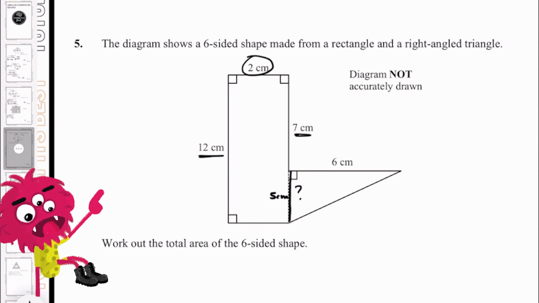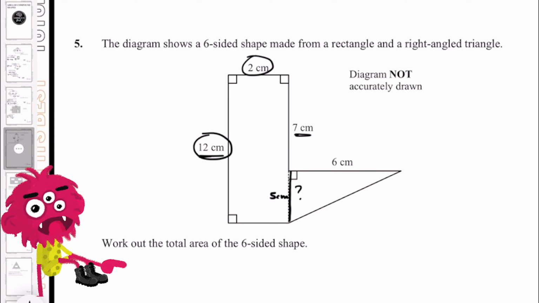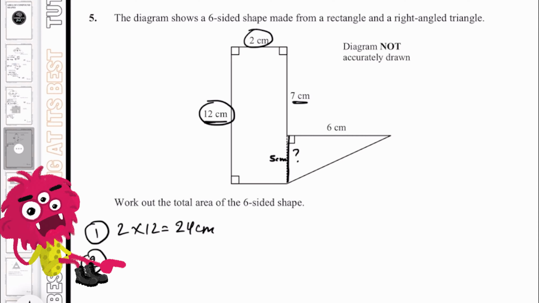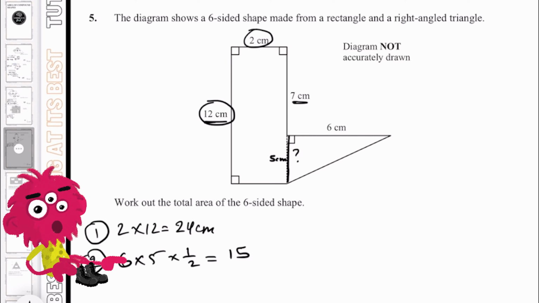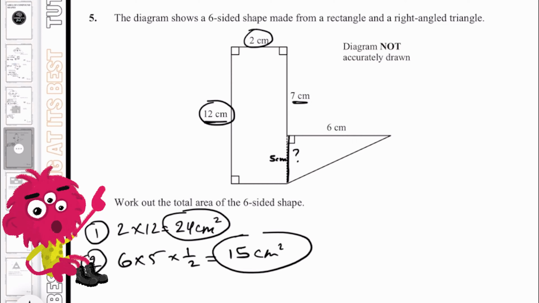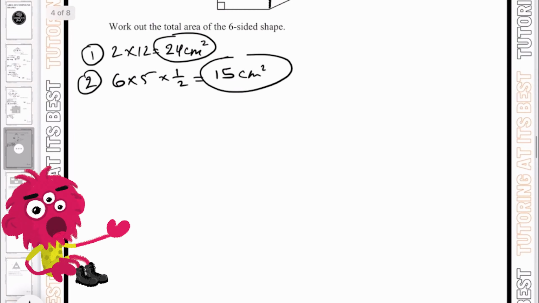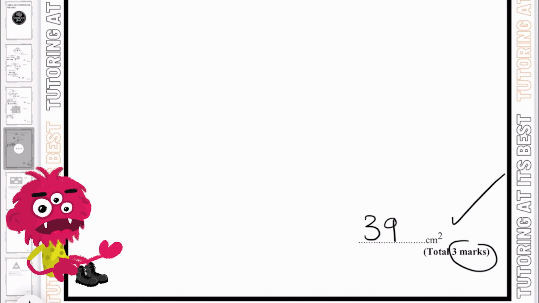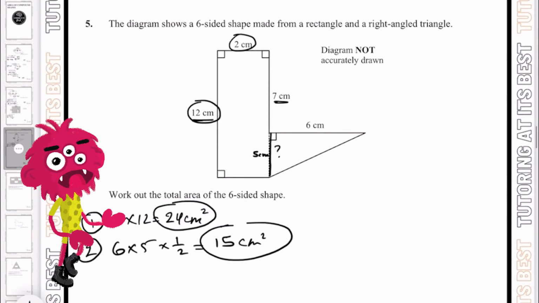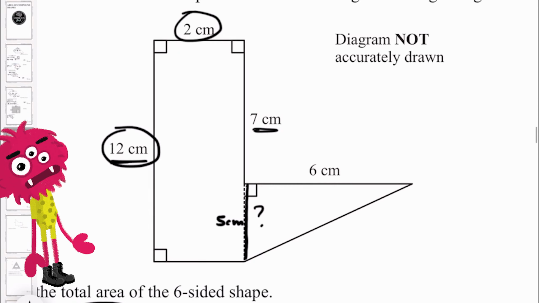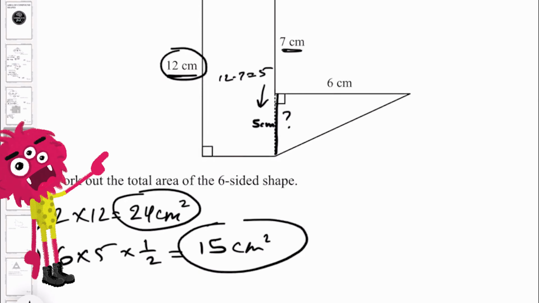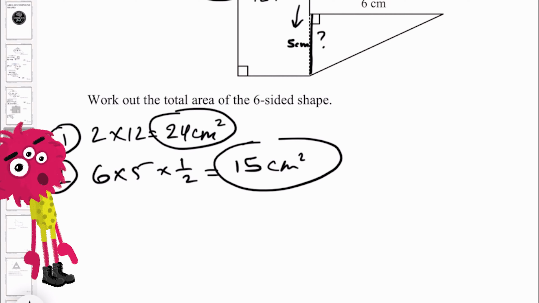We have our length and width of our rectangle. So 2 times 12 is 24. And we know that the area of a triangle is base times height divided by 2. So we can have 6 times 5 times a half, which gives us 15. And if we put that all together, 24 and 15 gives us 39 centimeters squared. And there we are. That's your 3 marks in the back. So what have I done? I've gone ahead and I've calculated the area of the rectangle. I've then found what my base is going to be by having 12 take away 7, which gives me 5. And then working out the area of a triangle. And there we are. Magnificent.